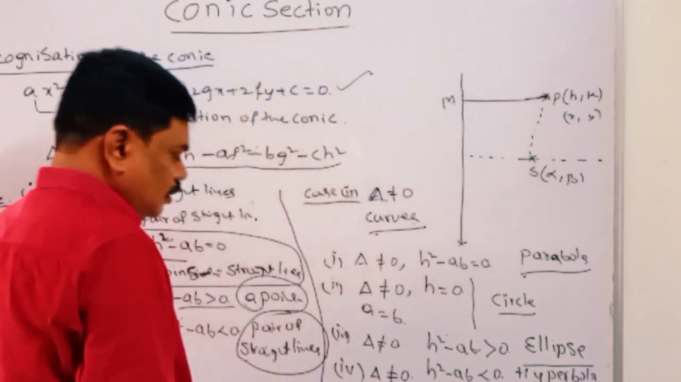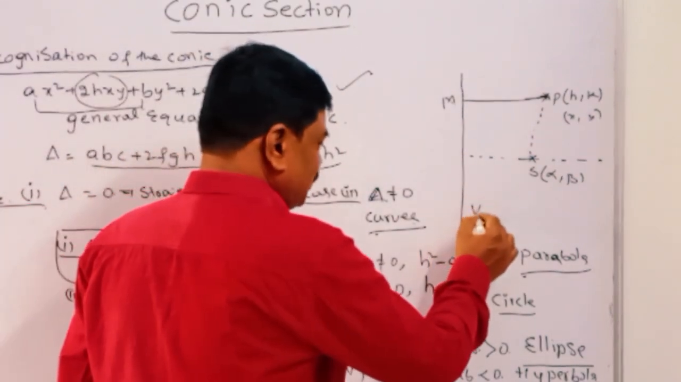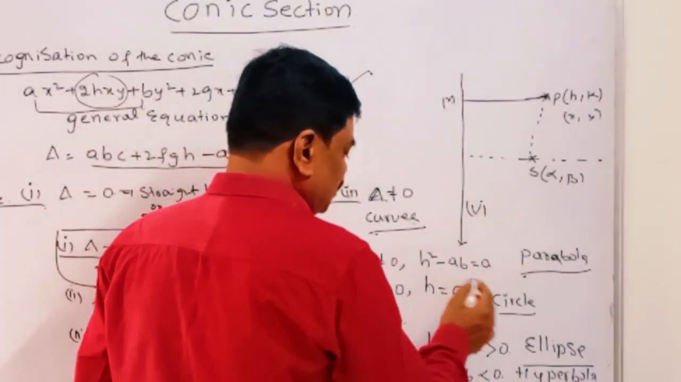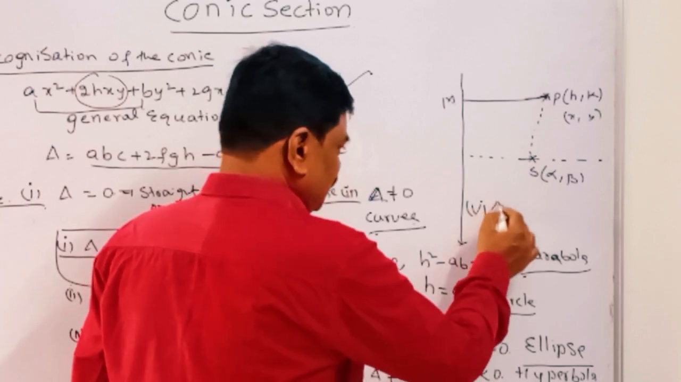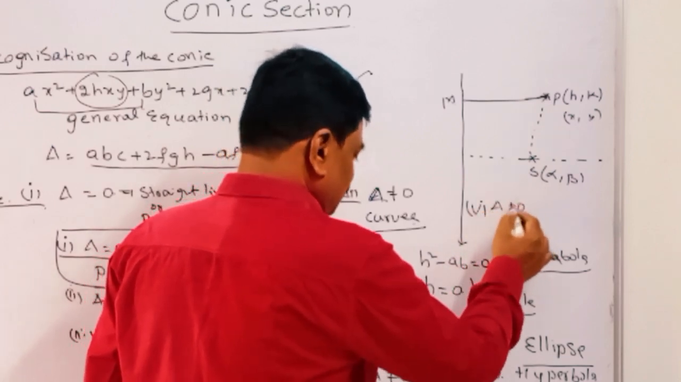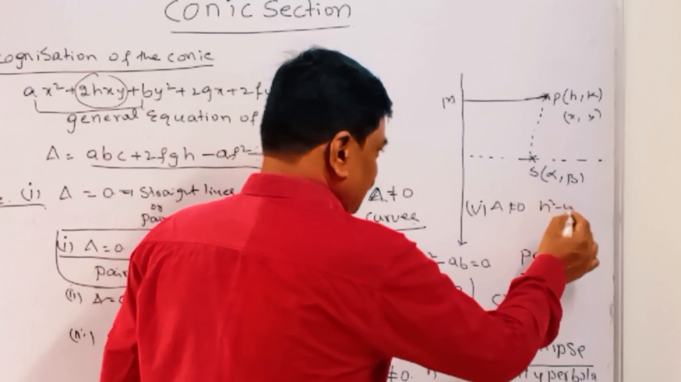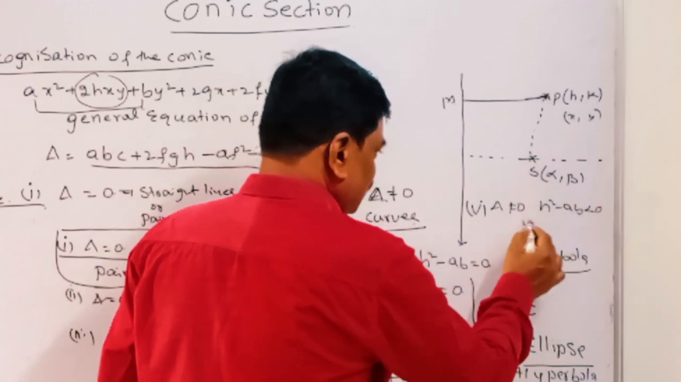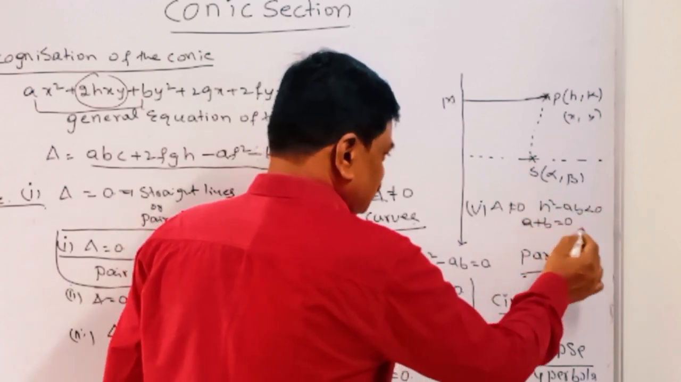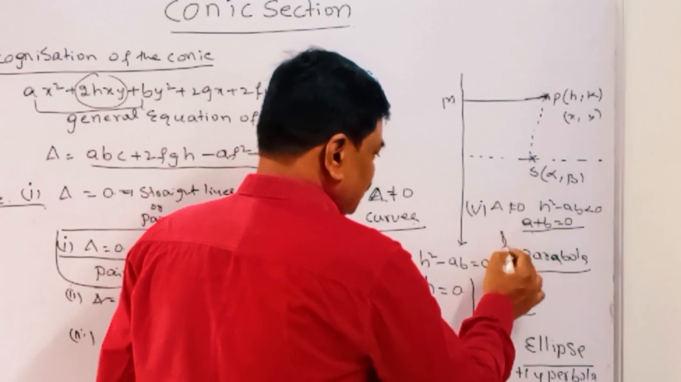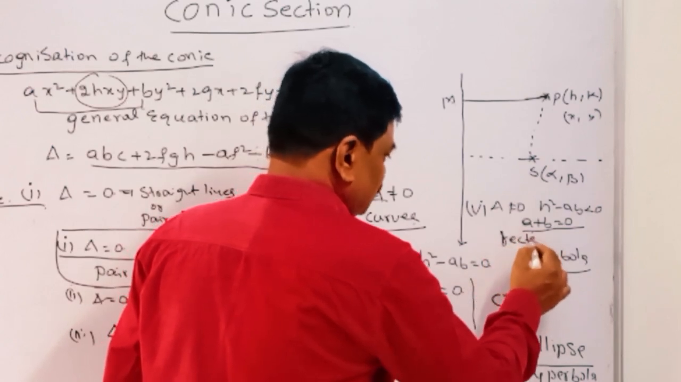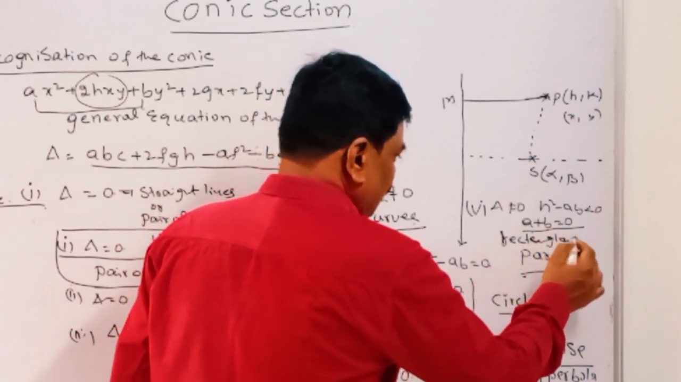Next, fifth statement: delta is not equal to 0, h square minus ab less than 0, a plus b is equal to 0, it represents the rectangular hyperbola.